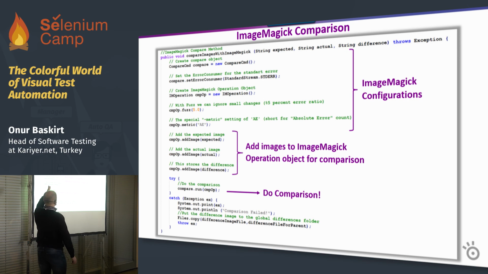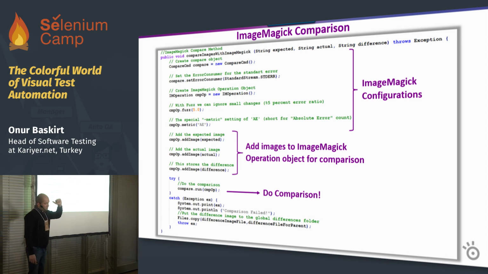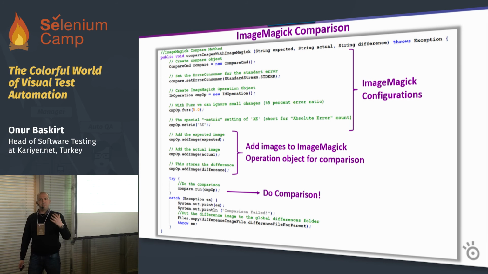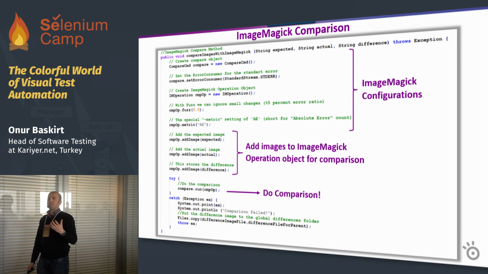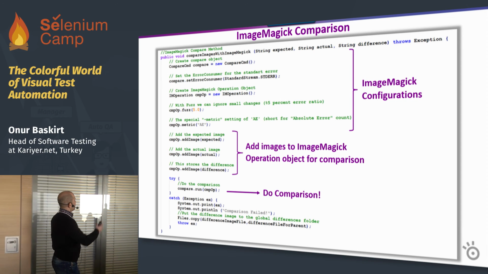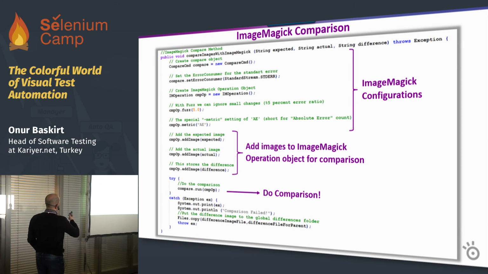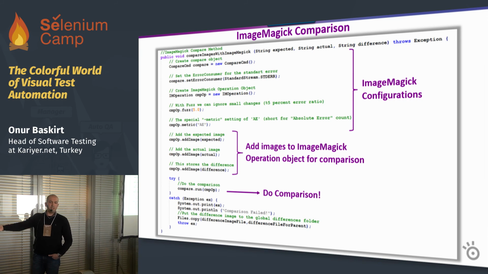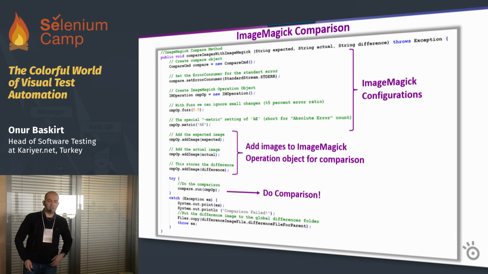It contains all your images. And if ImageMagick detects some problems, then it goes to the catch part and we write the problematic output to the global differences folder. If it passes, everything goes fine.